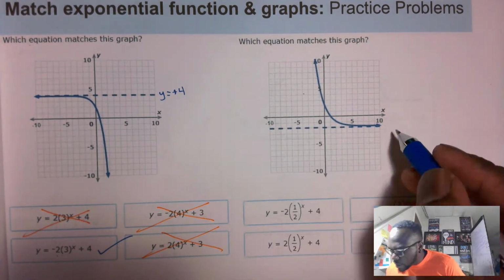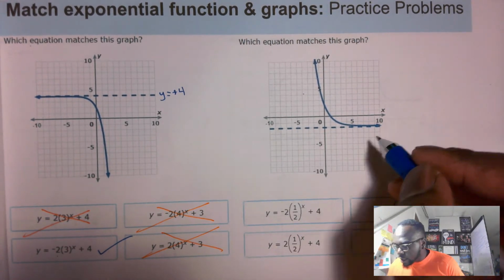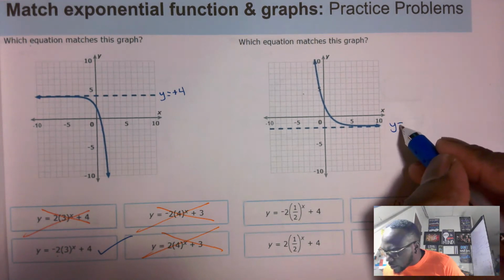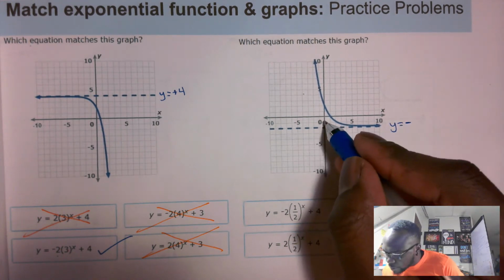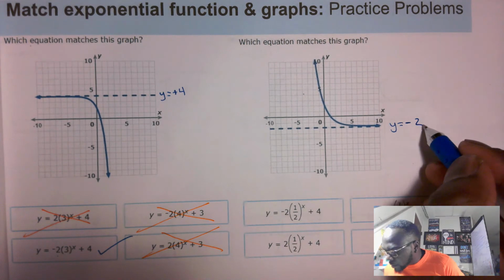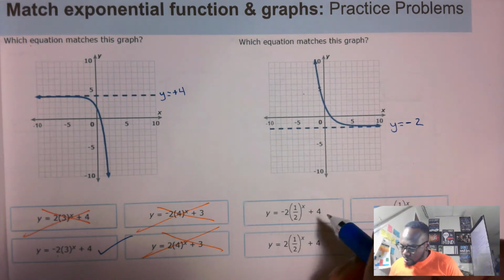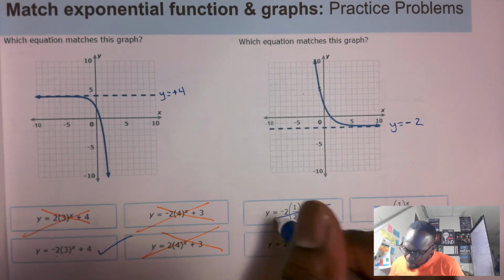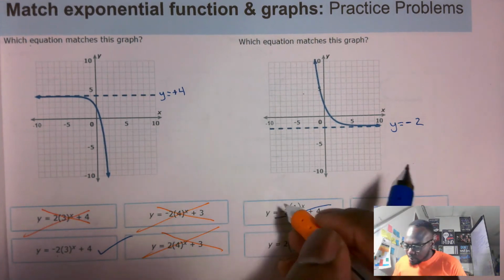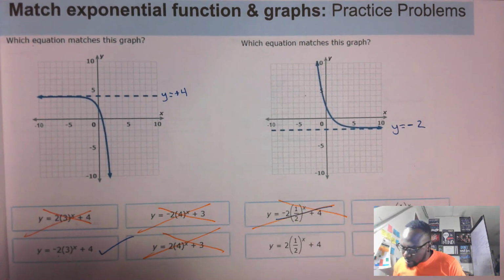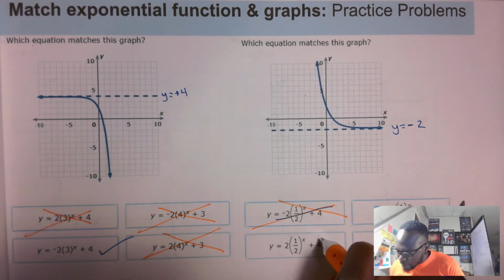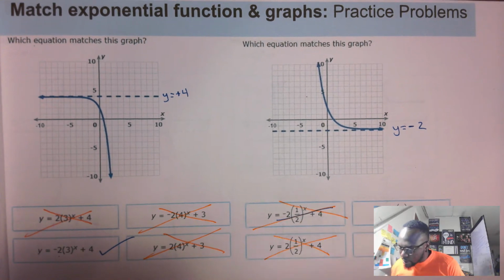So here, what is my horizontal asymptote? This is y equals negative 2, right? So guess what? I can x that out. I can x that out. I can also go ahead and x this out.